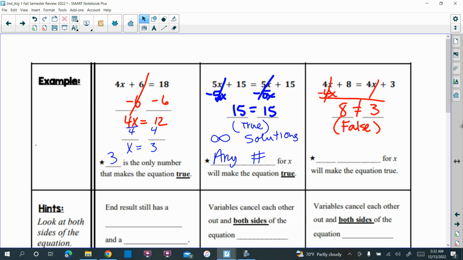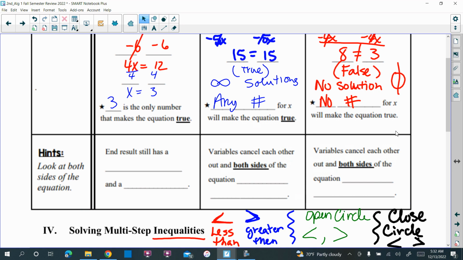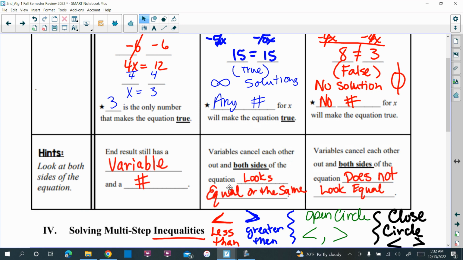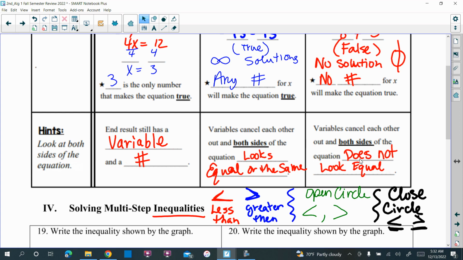We move our x's, so there's 4x right there. This now becomes a false statement, which means you have no solution. Anytime you have a false statement, it's no solution, and you could use the symbol here for no solution. And then you had some hints here to help you. That's just extra things to help you remember the types of solutions.